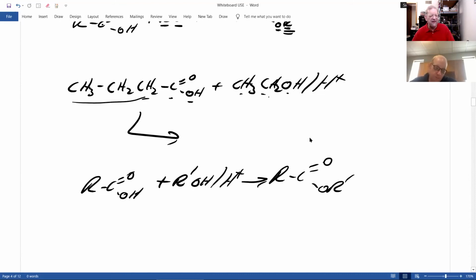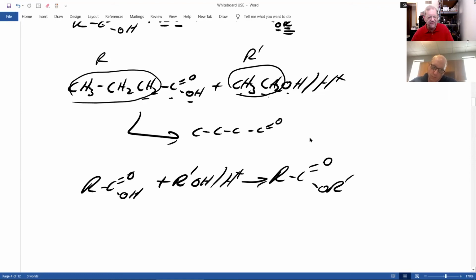And what's my R group? Three carbons. What's my R prime? Two carbons. So I have my three carbons, my carbonyl, my oxygen, that carbonyl, and two carbons is my R prime, and I'll put in the hydrogens.